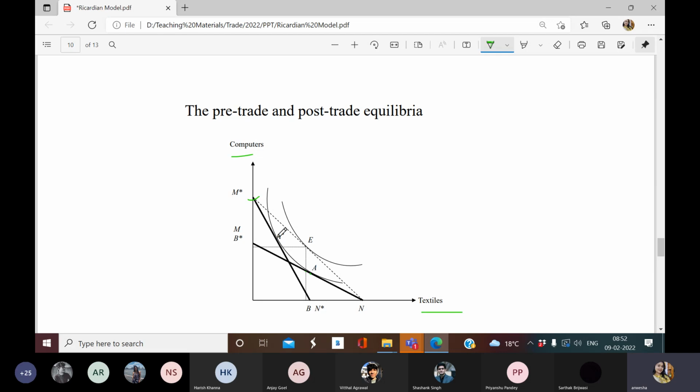And we can find out the autarkic situation. So the autarky situation in the two countries is represented by A and A star. A is the point of production and consumption in the home country, and A star is the point of production and consumption in the foreign country. In autarky there is no trade, and the point of production and consumption remains unchanged.